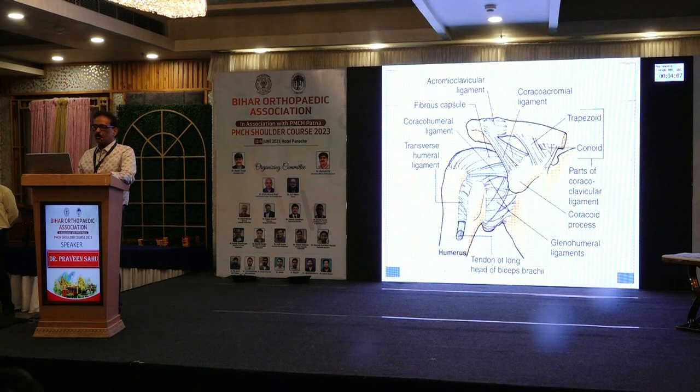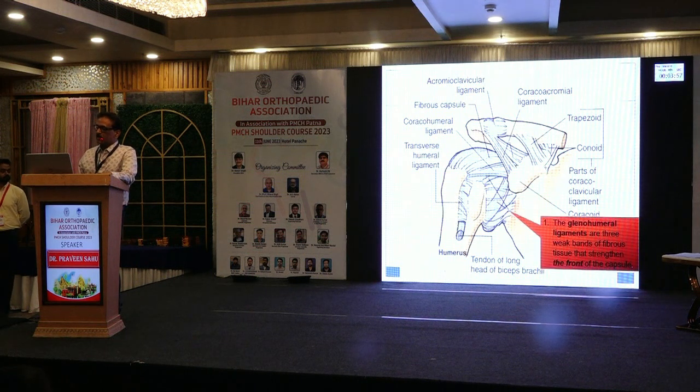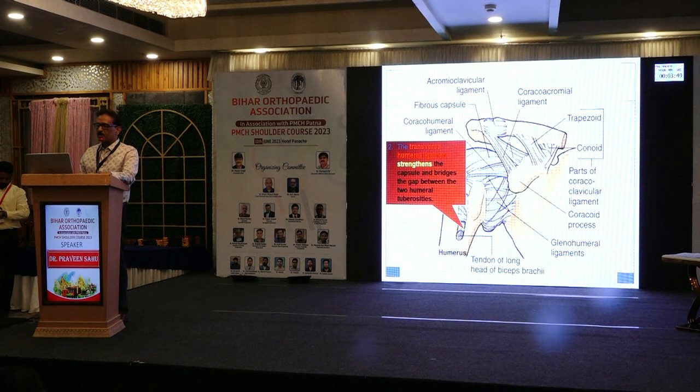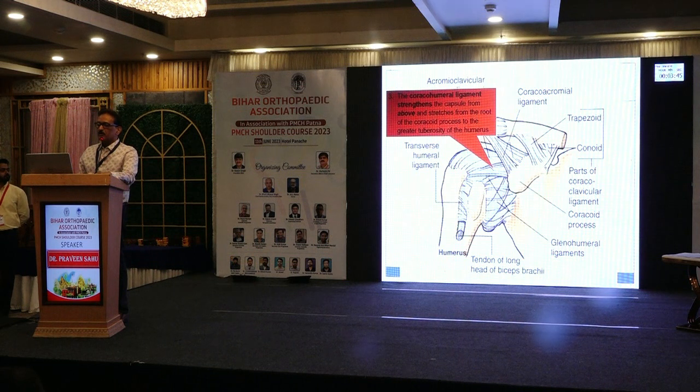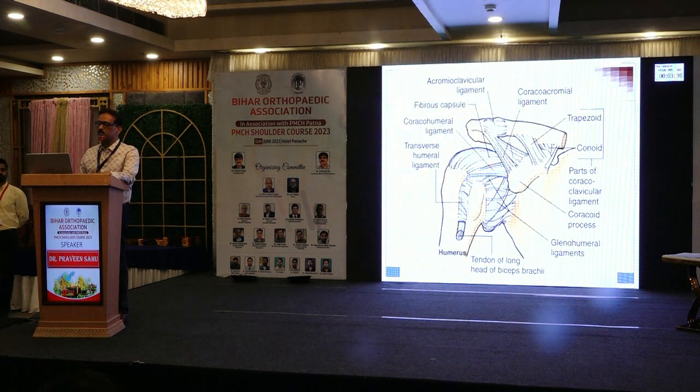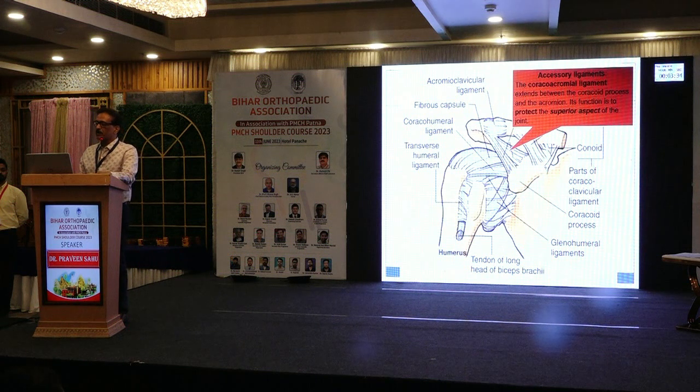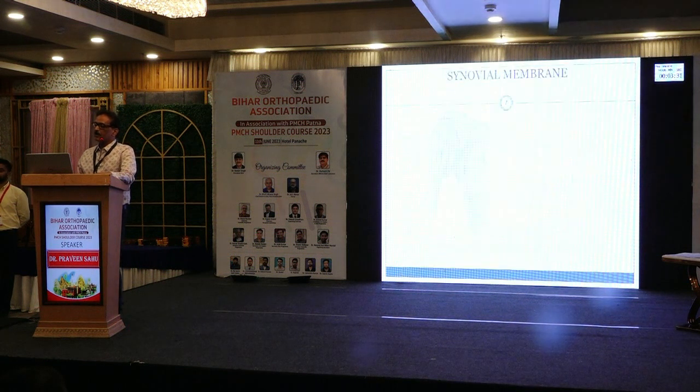The tendon of the long head of the biceps is intrasynovial, and it is protected by the transverse humeral ligament. The glenohumeral ligaments are three weak bands of fibrous tissue that strengthen the front of the capsule. The transverse humeral ligament strengthens the capsule and bridges the gap between the two humeral tuberosities. The coracohumeral ligament strengthens the capsule from above and stretches from the root of the coracoid process to the greater tuberosity of the humerus. The accessory ligament is the coracoacromial ligament.